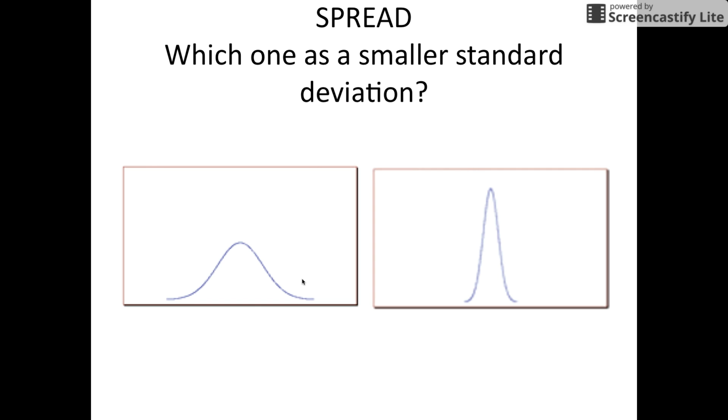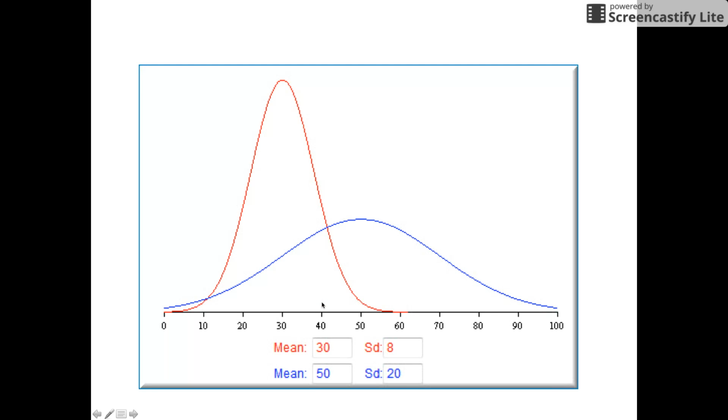Now here we have two histograms, and it is very clear that this one has a smaller standard deviation because the data is much tighter. It's just within a couple values. Well, here it's much wider. Let's take a closer look at these two histograms.